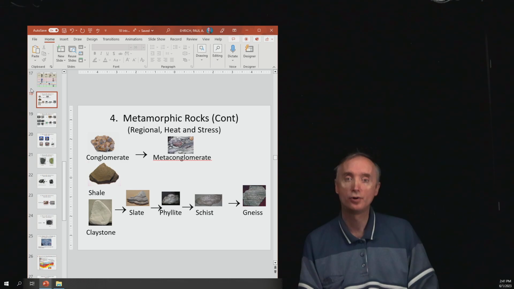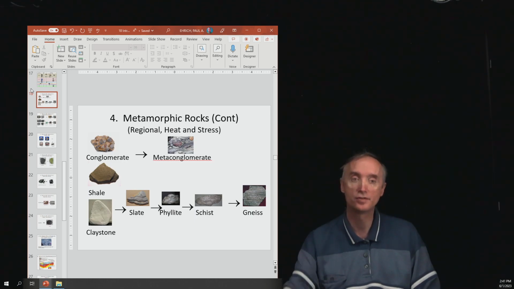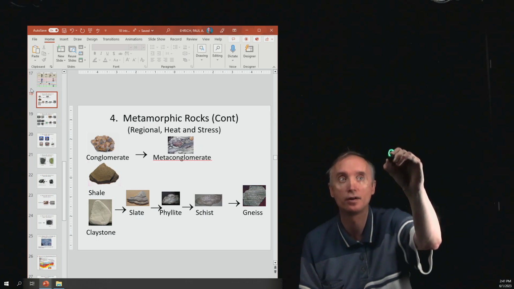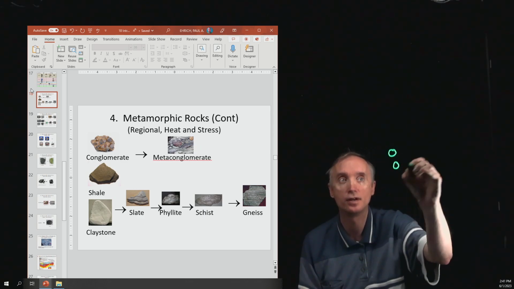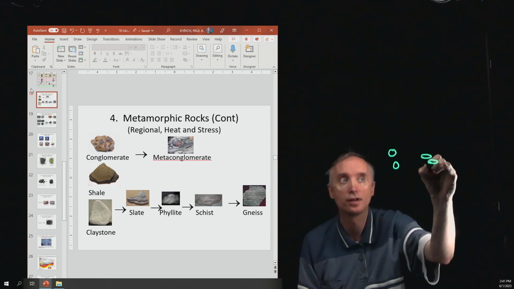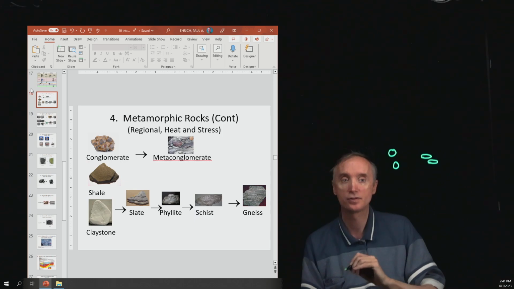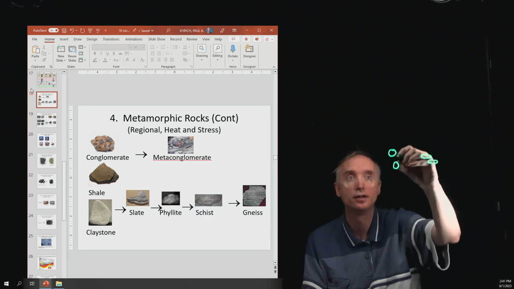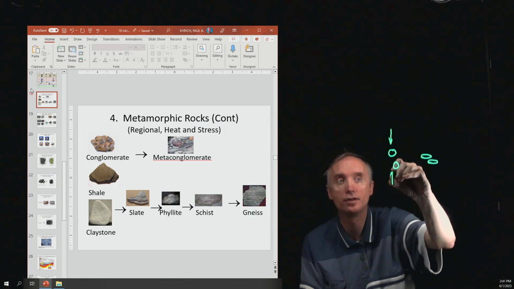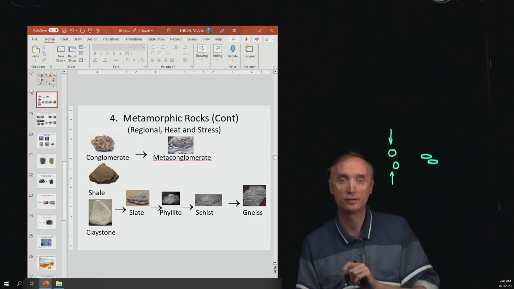So for example, a conglomerate can be turned into a meta-conglomerate. So it's still going to be made of the same pebbles, but instead of having pebbles that are rounded like this, now the pebbles are going to be stretched like this. And so that's going to be caused by, let's say that there was a force that was being applied like this, then it turned it into that.